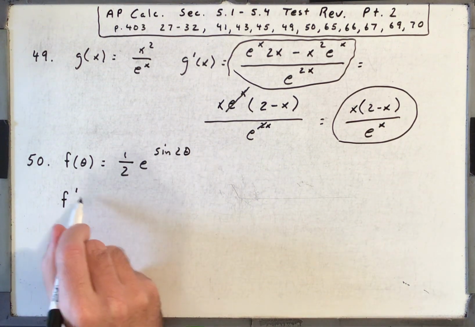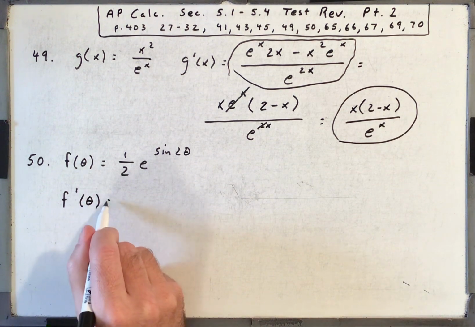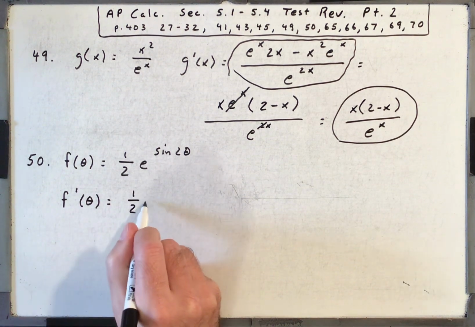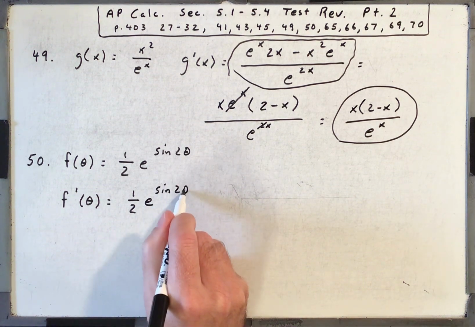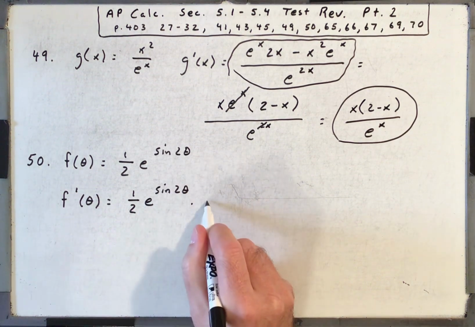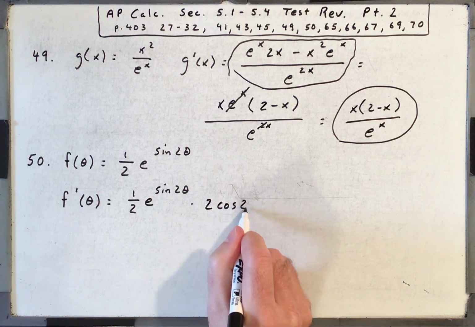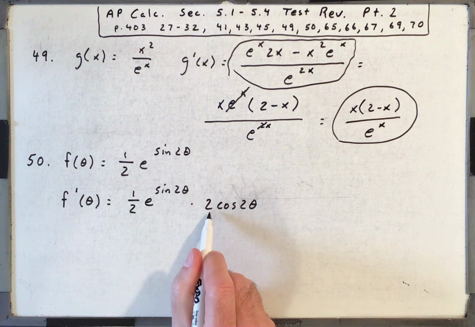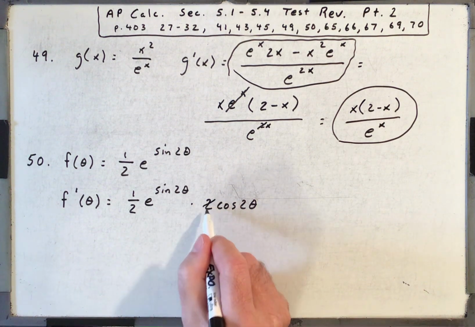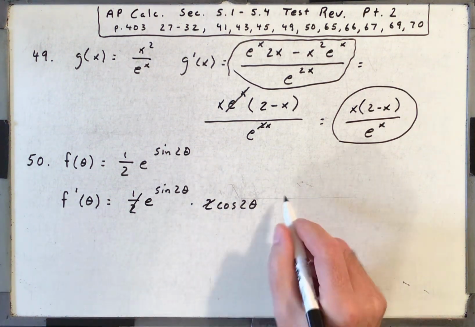So f prime of theta would be 1/2 times e to the sine 2 theta, times the derivative of sine 2 theta, which is 2 cosine 2 theta. So it's cosine 2 theta times the derivative of the angle, which is 2. The 2 and the 1/2 cancel.